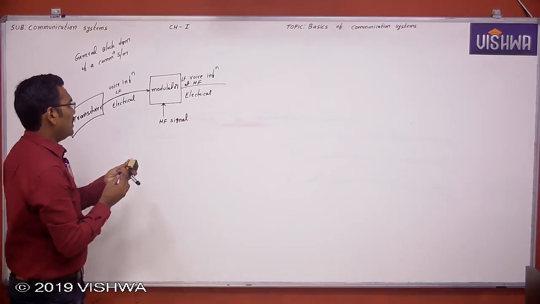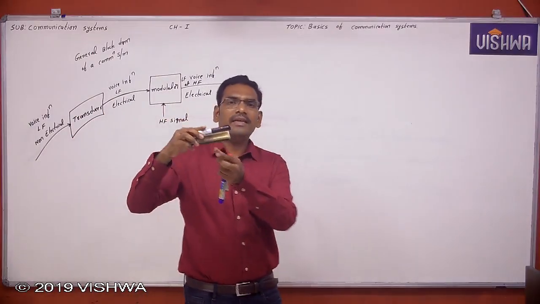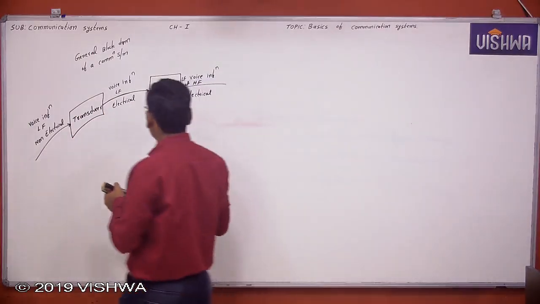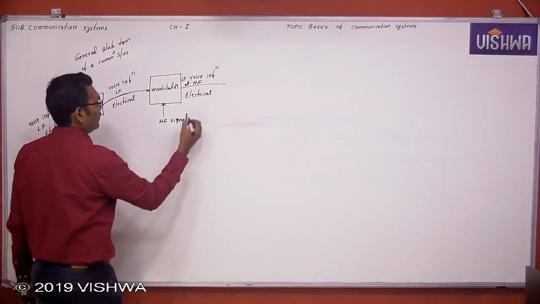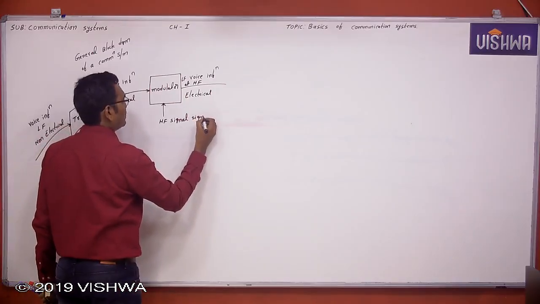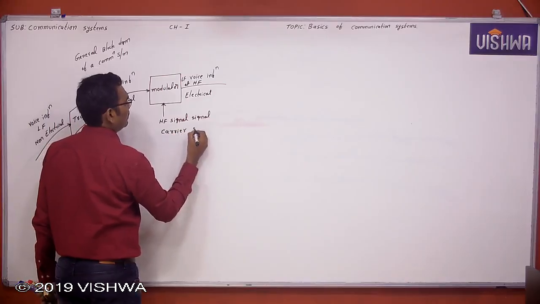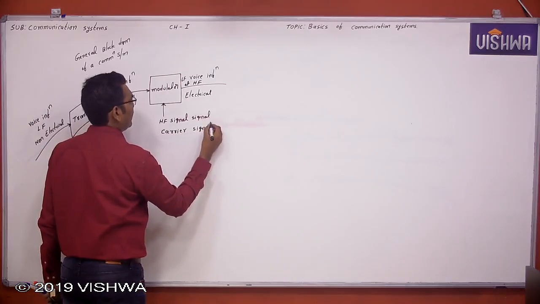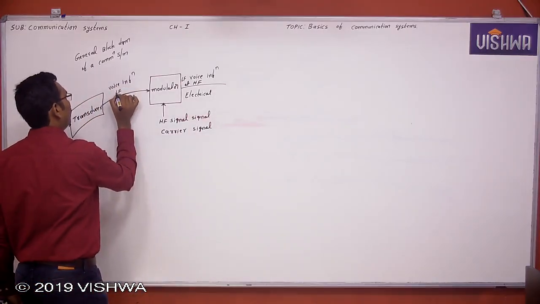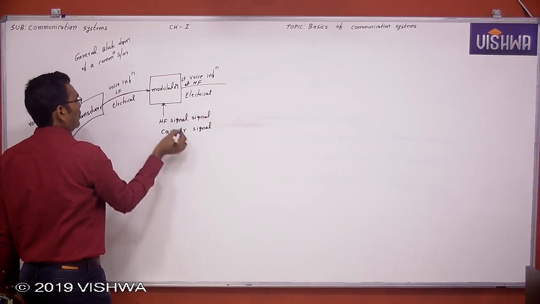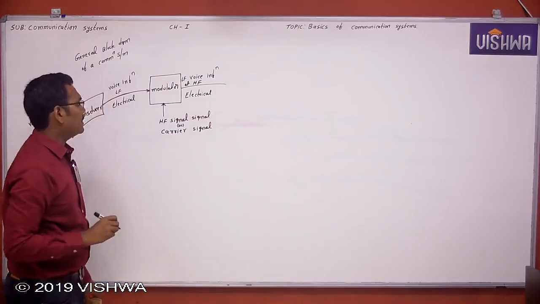Now this high frequency signal will safely carry the low frequency information. Therefore this high frequency signal is called the carrier signal. The carrier signal will safely carry the low frequency information. This is the voice information, low frequency in nature, and this is the high frequency signal which safely carries the information. Therefore, this is called the carrier signal.